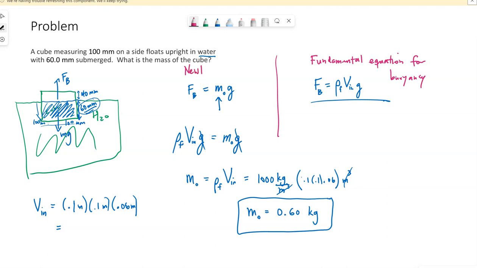This portion, where we equated the buoyancy force to the weight of the block, is from Newton's second law. F net is equal to 0. Well, it's equal to ma, but since this object was floating, it did not have an acceleration, so the net force needed to be 0. So equating the upward force to the downward force. Oftentimes in buoyancy problems, both approaches, the fundamental equation for buoyancy as well as looking at net force, are often both required to solve a problem.